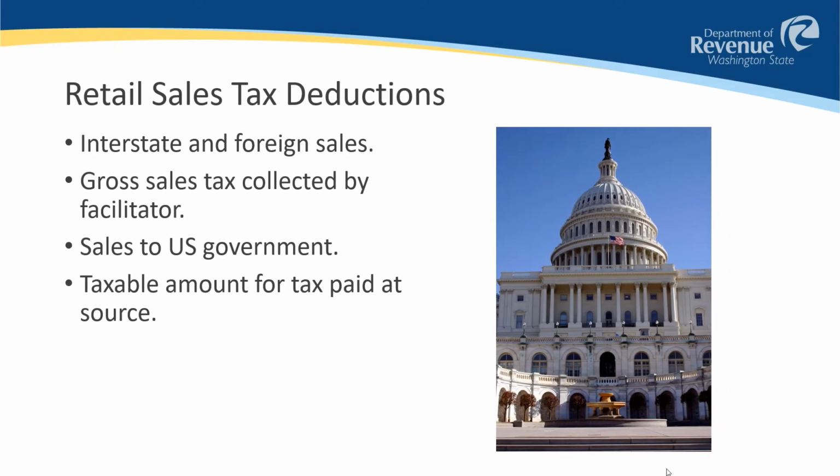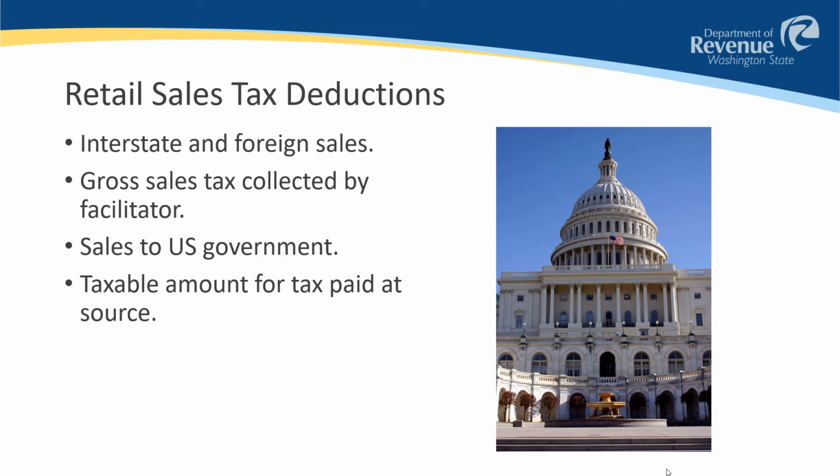As I mentioned before, some deductions are available for B&O tax, some are available for sales tax, and some are available for both. The most often claimed retail sales tax deductions are listed on this slide. You will notice that interstate and foreign sales is listed again. This deduction is available for both B&O tax and retail sales tax. The rest of the deductions listed here are available for sales tax only.